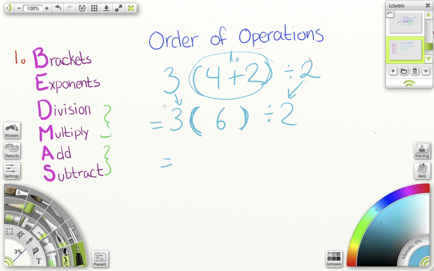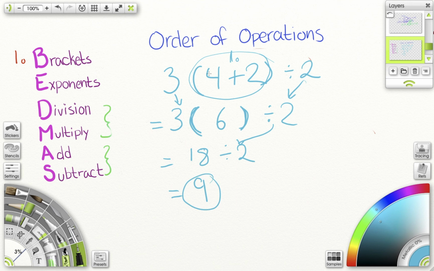Now, if I have this 3 right beside this 6, I have to multiply it. Even if there's no symbol there, it means multiply. So 3 times 6 is 18. Remember that we do division and multiplication in the order that they appear. Multiplication appeared first, so I do that first. So I have 18, and then I bring my divided by 2 down here. 18 divided by 2 equals 9. So my full answer is 9.